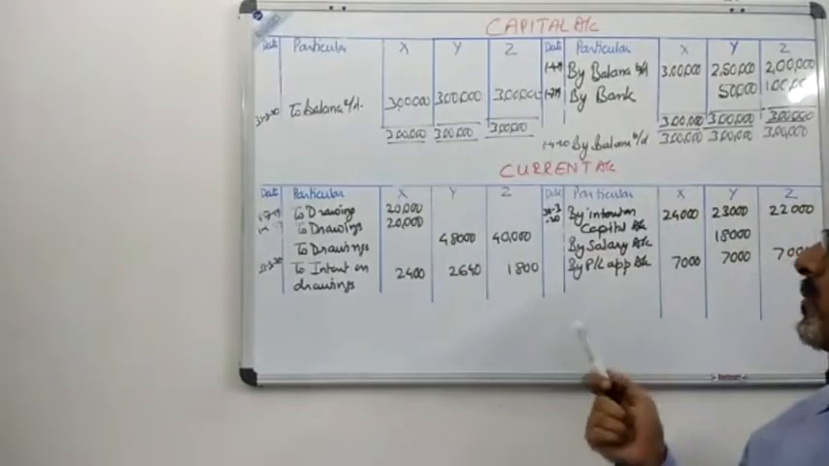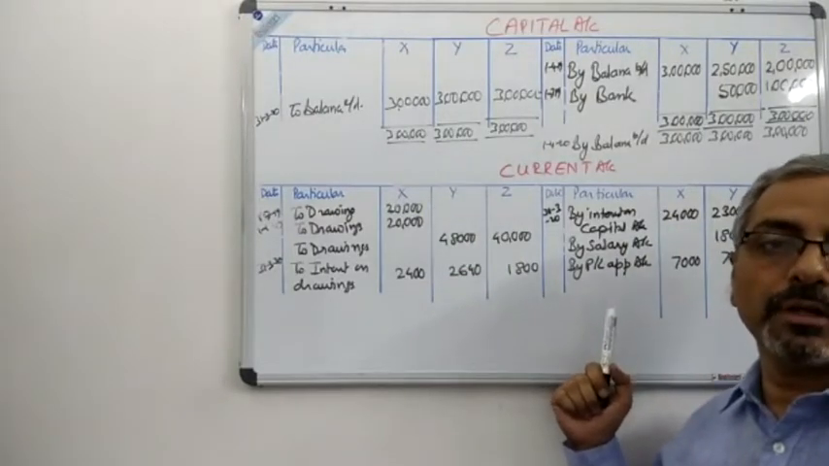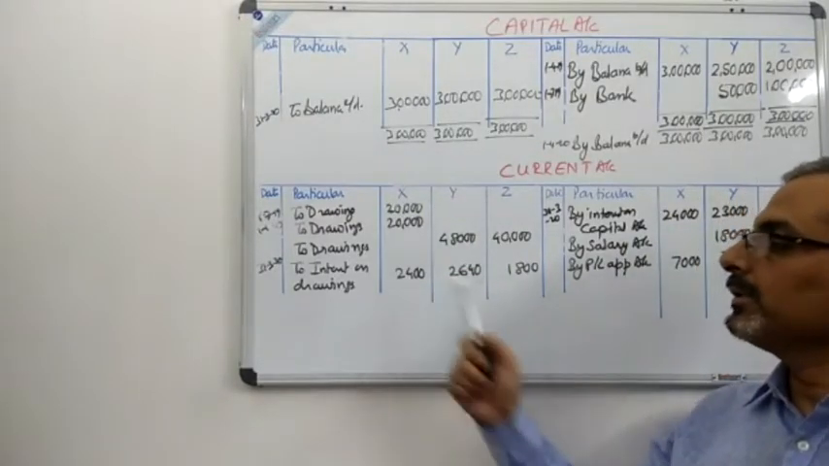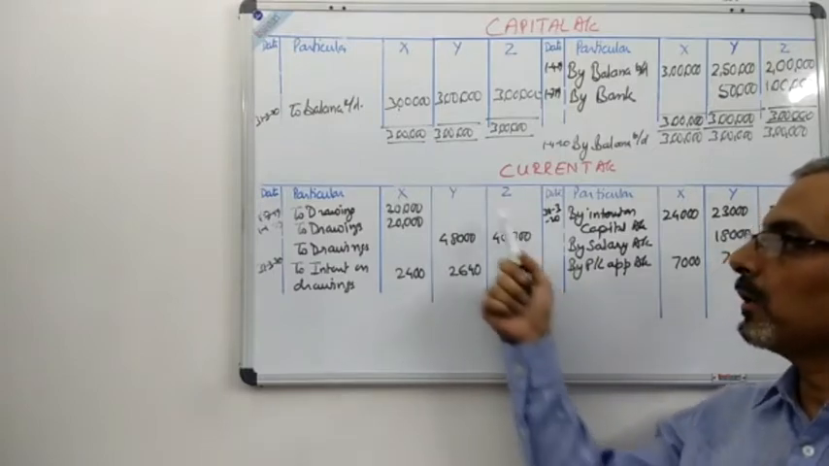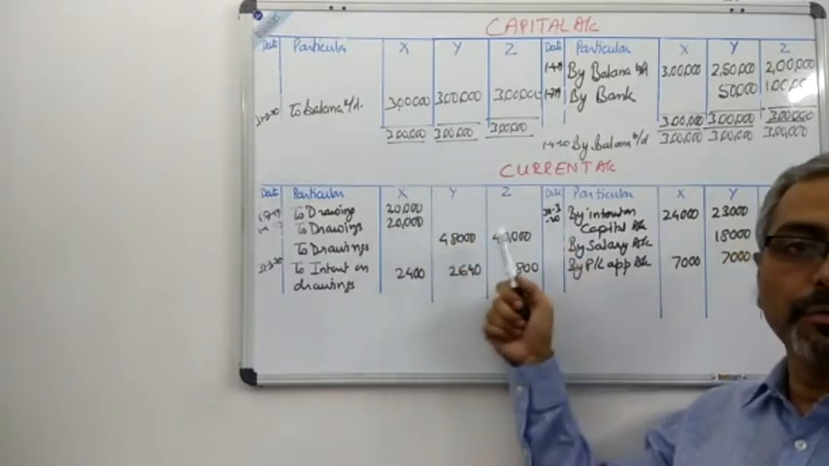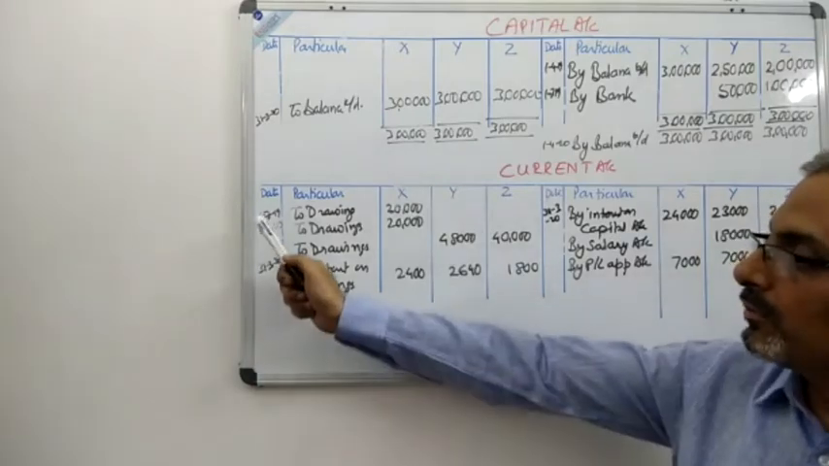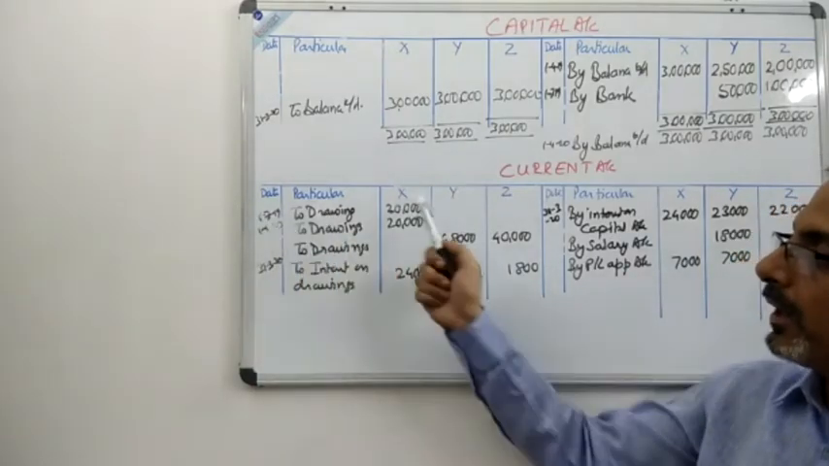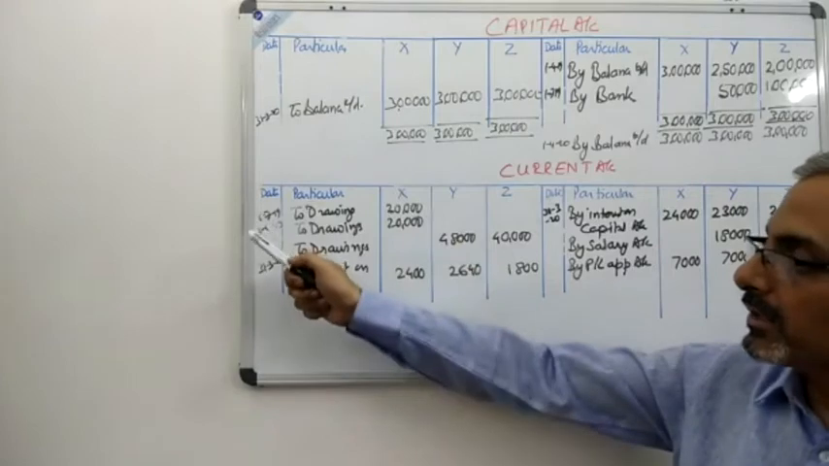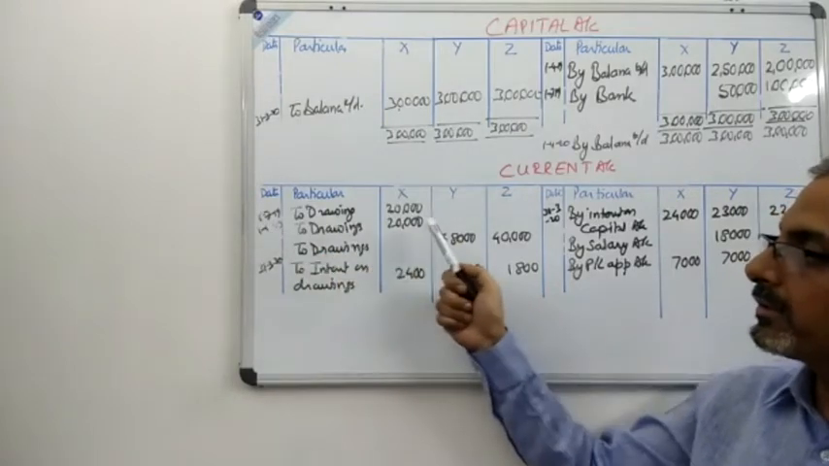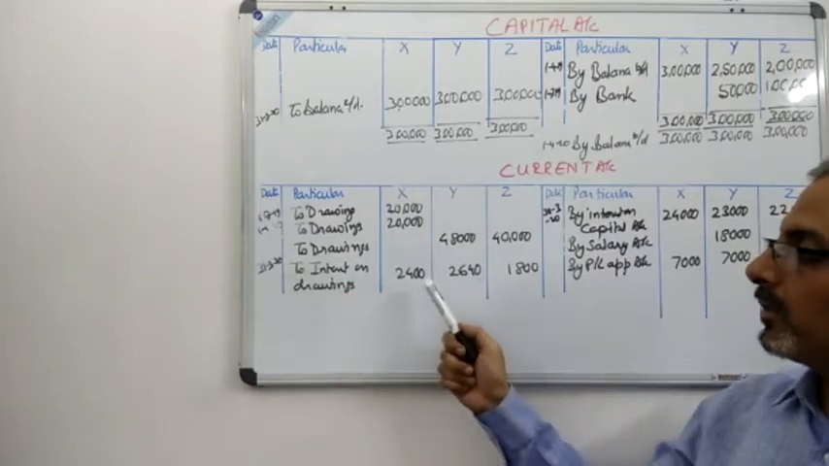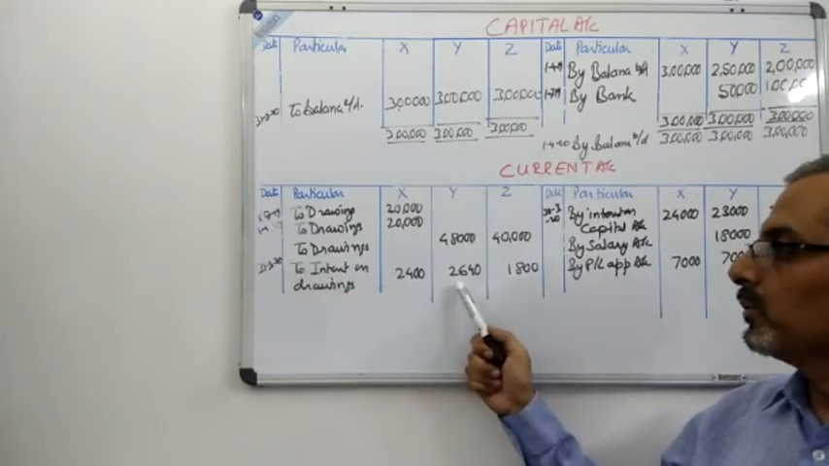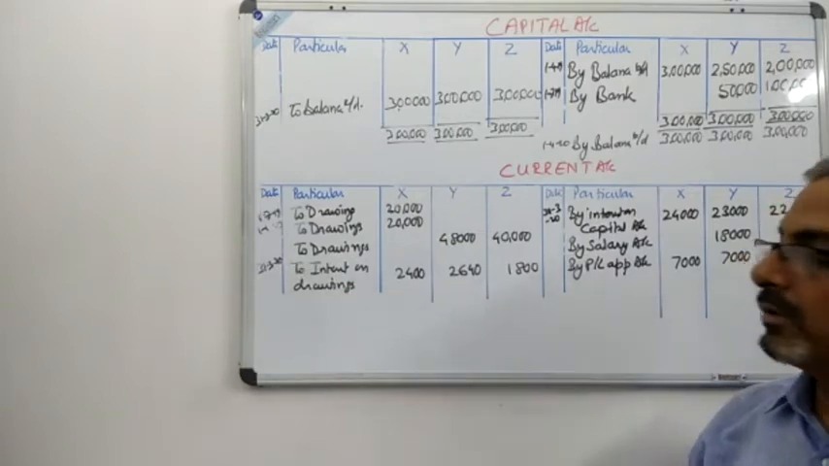These are the entries which appear in the debit side of the profit and loss appropriation account, and these are the entries which appear in the credit side of the profit and loss appropriation account. This is the entry which has been taken from the question. On 1st of July 2019, the drawing was 20,000 by X. On 1st of January 2020, the drawing was again 20,000 by X. Therefore, the interest on drawings for them was coming to 2,400, 2,640 and 1,800.